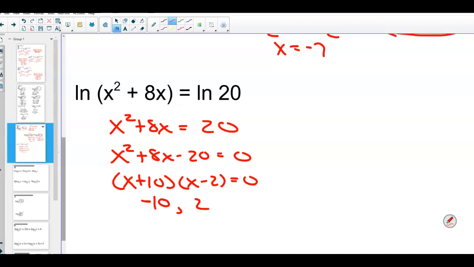Now, I plug negative 10 in, negative 10 squared is 100. 8 times negative 10 is negative 80. 100 minus 80 is 20. 2 squared is 4. 8 times 2 is 16. 4 and 16 is 20. In this case, both answers work.